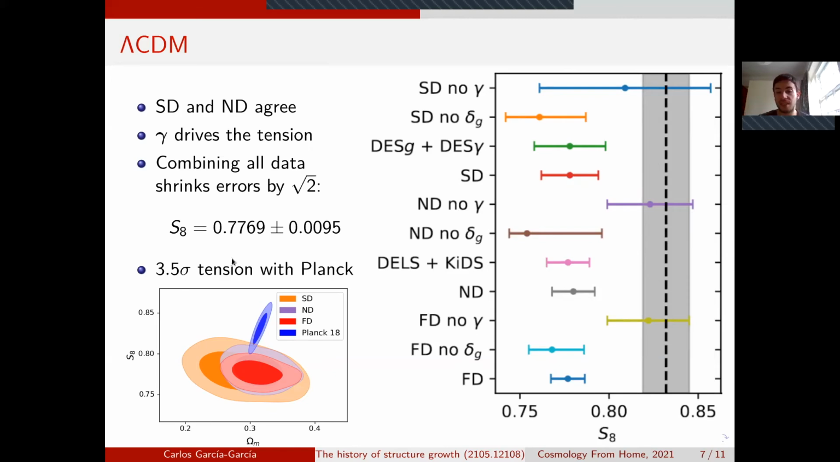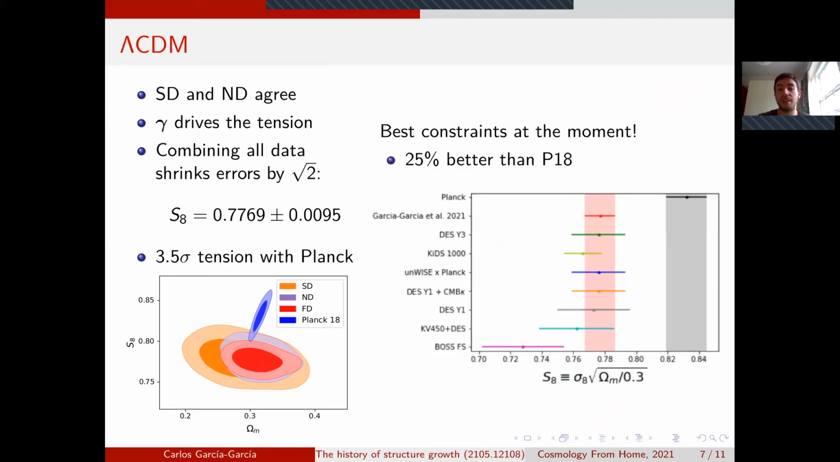Since we have all this data, we are able to have very good constraints. In fact, if we compare our results with those from other people, we find that our results are the best constraints at the moment. They are 25% better than those from Planck 18. You can see here on the plot my results in red versus results from other people. And you can see that the results from all the different large scale structure surveys agree with ours. So we find something that is consistent with all the previous results.